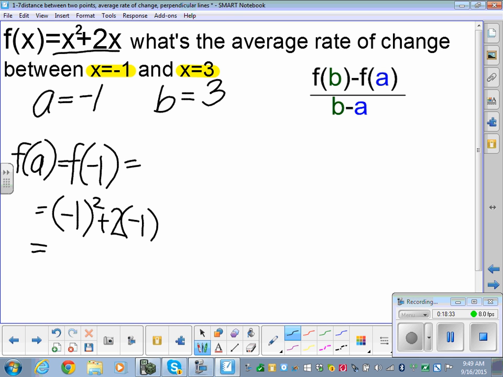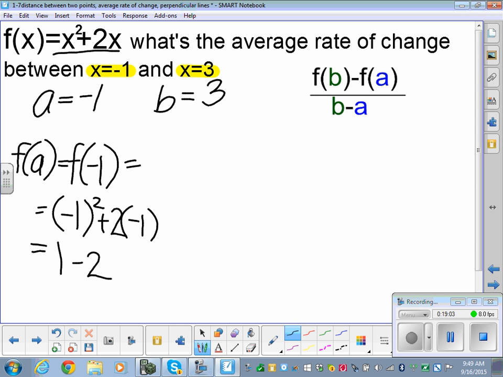All right, guys, be careful. Please be careful. I'm still seeing so many people do this. -1 squared. Is it going to be a negative or positive? Positive. Good. So it's +1. Thank you, Garrett. So -1 squared is +1. Then right here we have +2 times -1, which is -2. Or you could have said plus -2. Same thing. Does everybody see how I did that?